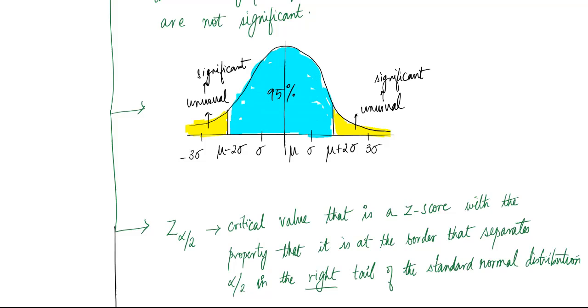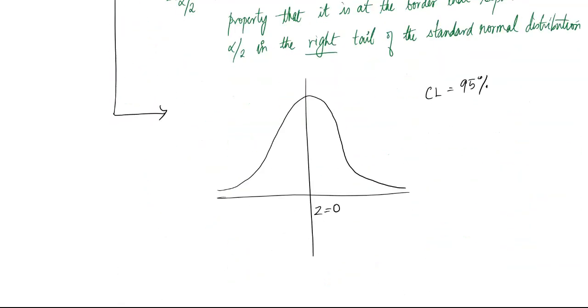However, they are equally shaded on both sides, right? So that 5% has to be divided into two parts. That is 2.5% here and 2.5% here. Does it make sense? And 2.5% is 0.025, and this will be 0.025. So what basically happens is, come down here. If CL is 95%, alpha is 5%, right?